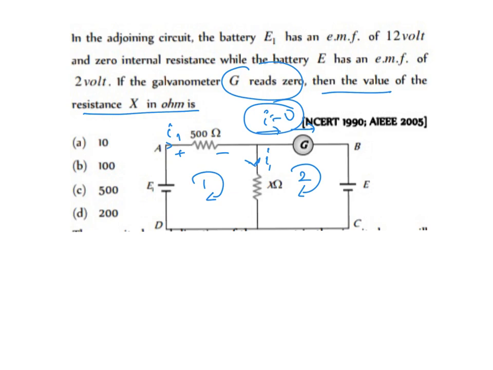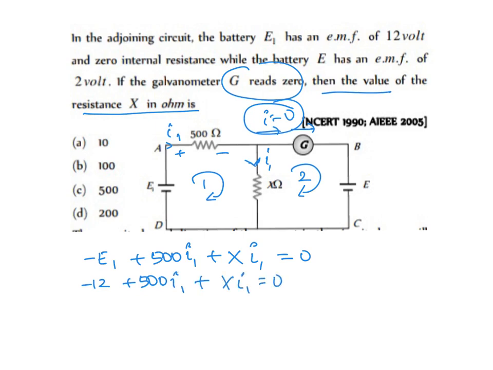So let me take the Kirchhoff's voltage rule. Minus E1 plus 500 times I1 plus X times I1 must be equal to 0. E1 is 12 volt, so minus 12 plus 500 I1 plus X times I1 is equal to 0. This is the first equation.